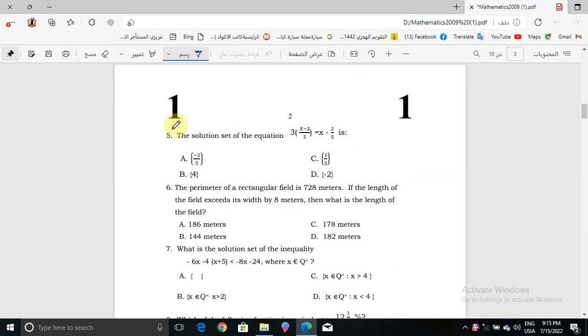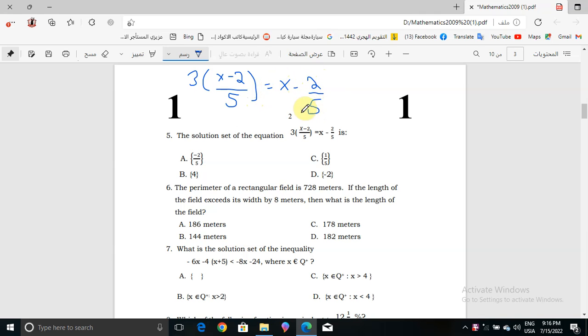In question number 5, it says the solution set of the equation 3 times (x minus 2) over 5 is equal to x minus 2 over 5. Here what we will do, let's write the equation here itself: 3 in bracket (x minus 2) over 5 is equal to x minus 2 over 5.